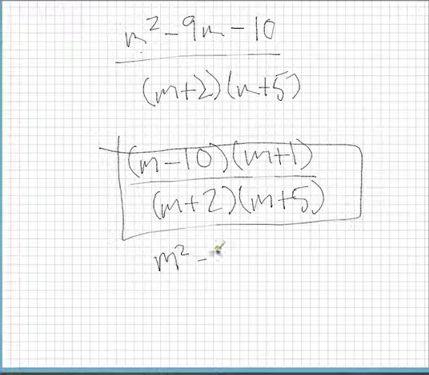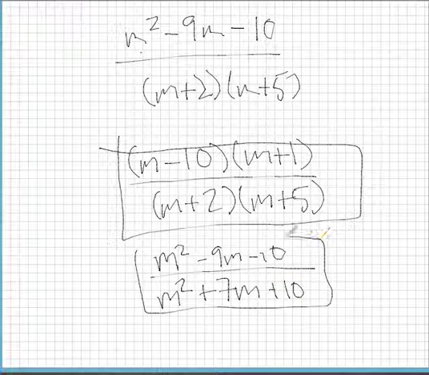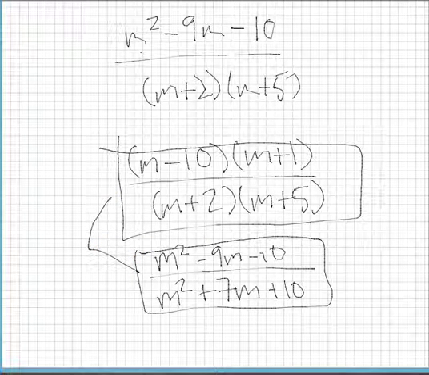It's going to be m squared minus 9m minus 10 over m squared plus 7m plus 10. So that would be our final answer if you want to expand it out. Either or. I like them both. All right?